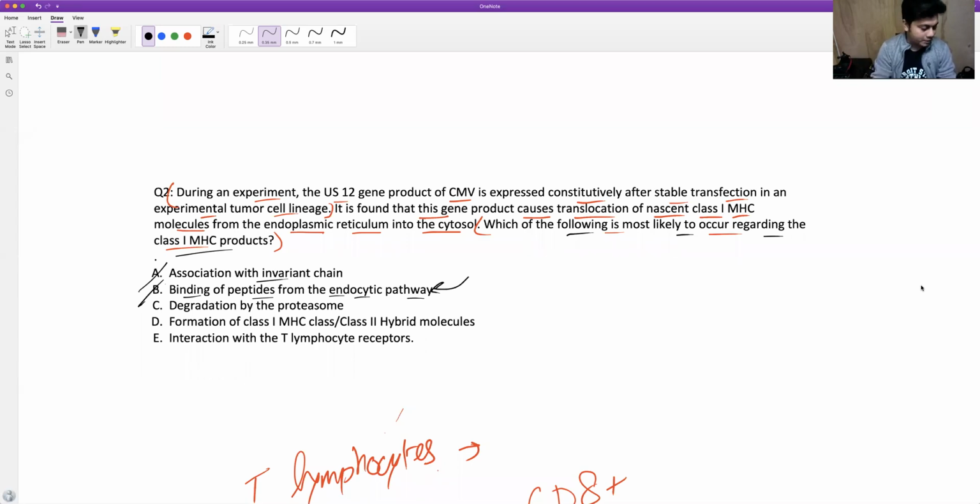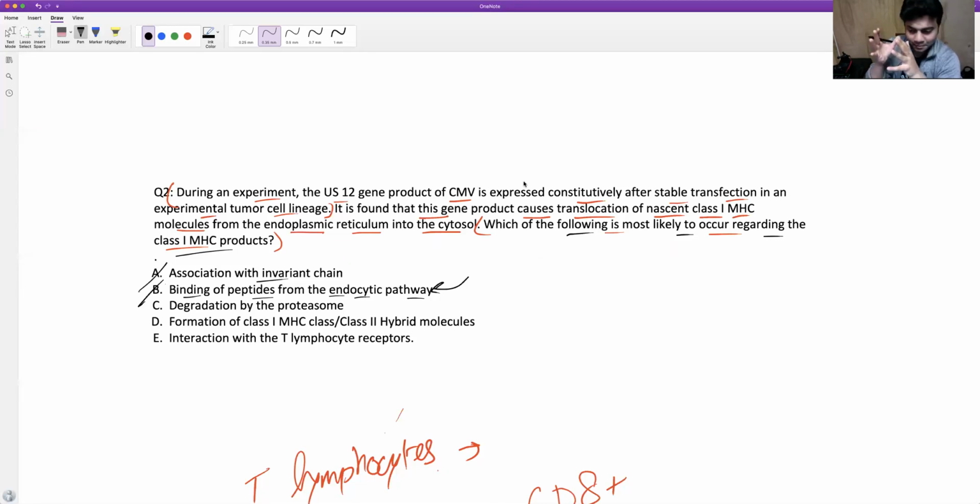All right, cool. Now let's come to the question. Option B is binding of peptides from the endocytic pathway. What does it mean? Endocytic pathway reminds you of some cell engulfing something. Some product is endocytosed, meaning anything outside of the cell is getting inside of the cell. That process is called endocytosis. Do you think MHC1 has anything to do with endocytosis?